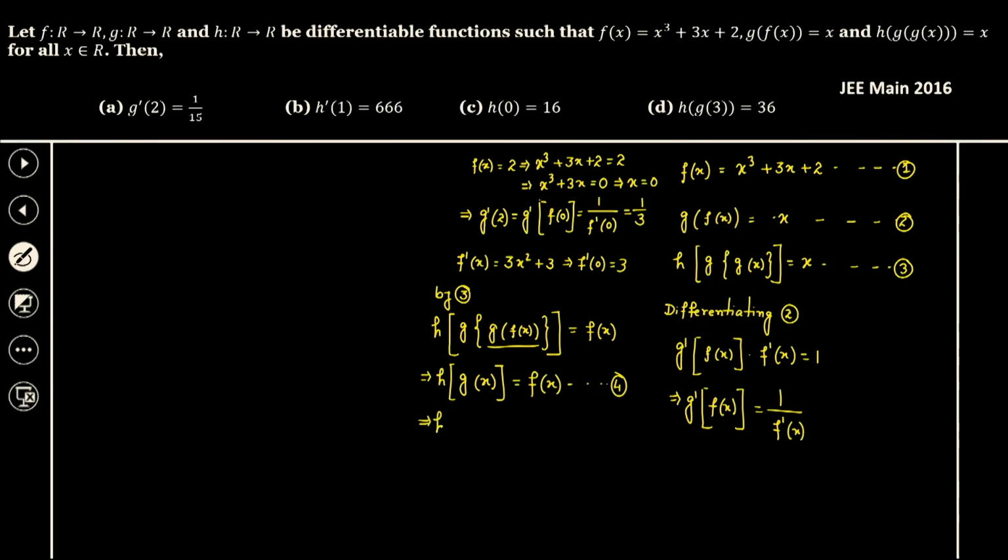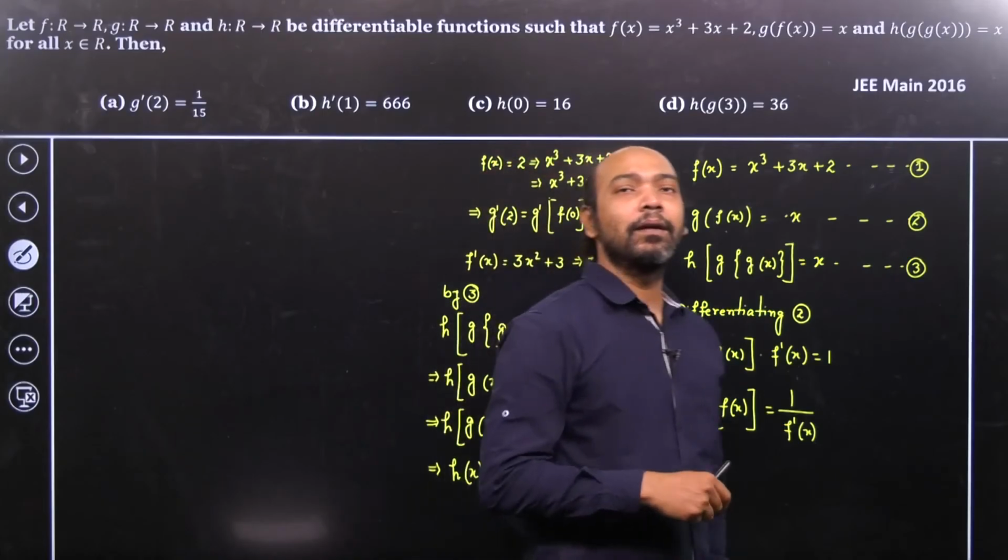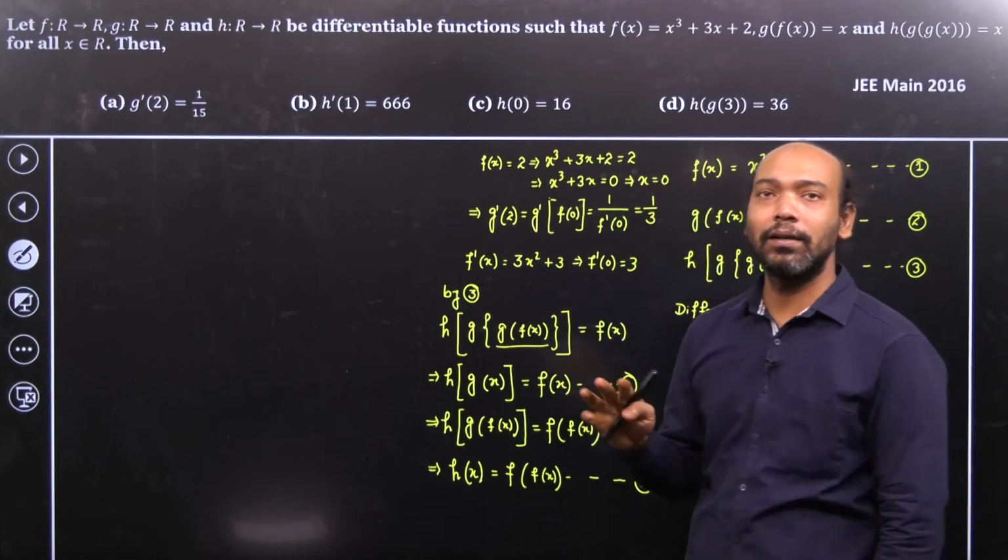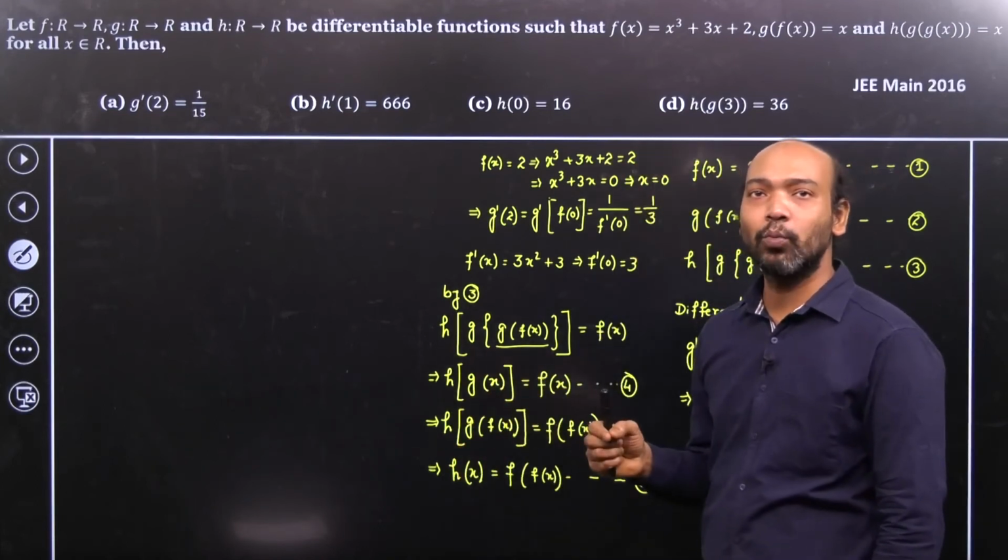So that's why we just substitute or replace that x by f(x) again. So therefore we'll say that h operating on g of f(x) is equal to f of f(x). That implies that h of x is equal to f of f(x). So all the mathematical calculations are done here, right? Now we have to check it one by one.